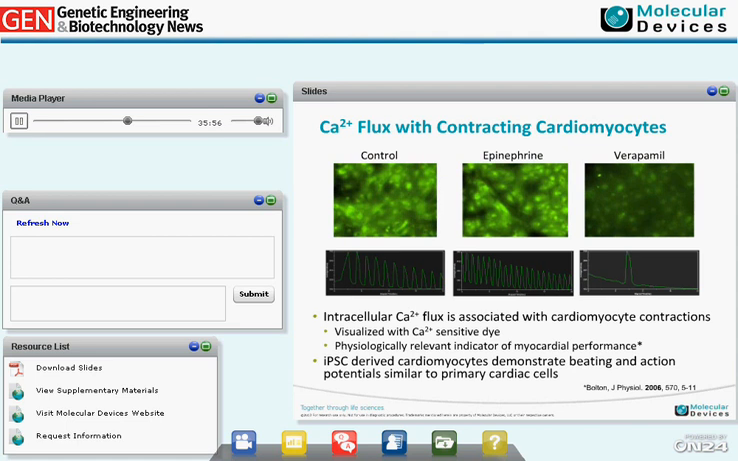And so if you look on the left, you can see the control beating at a regular rate, and this is typically 30 to 40 beats per minute for these particular cell types. If we add in epinephrine, which is a known positive chronotrope, we can see an increase in that beat rate. As well, if we add in verapamil, a known negative chronotrope, we see a dramatic decrease in the beat rate, and the time scales of those three graphs are identical. So here we now have a cell model, iPSC-derived cardiomyocytes, which are responding in a predictive manner and provide very good sensitivity and very good signal to noise, so a basis for a good assay.